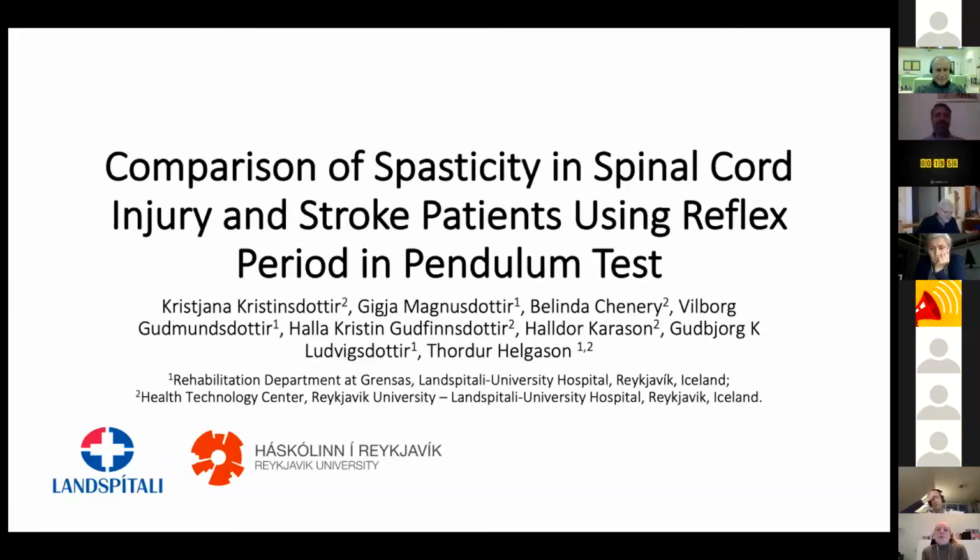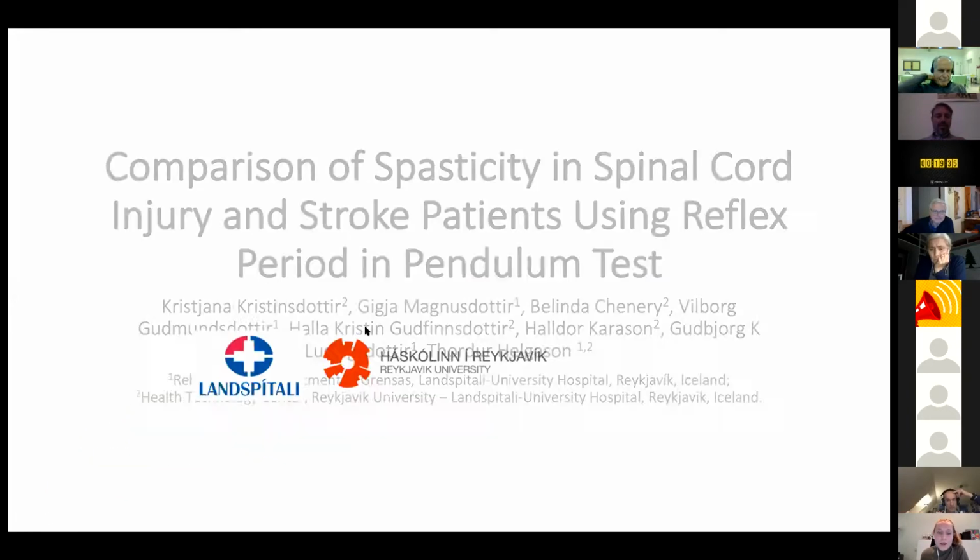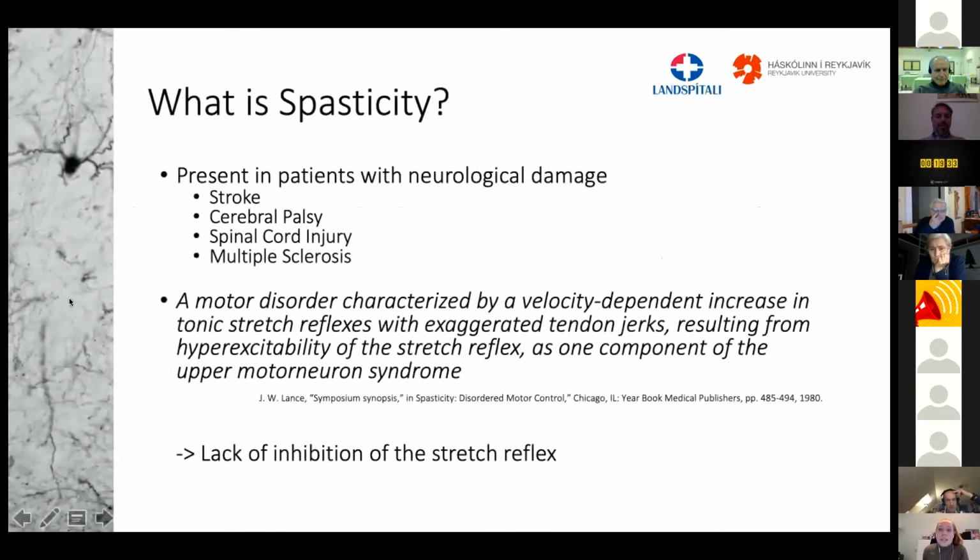Today, I want to talk to you about a new parameter to measure spasticity that we developed here in Iceland. We have a team of researchers, both at the rehabilitation department at the University Hospital and at the Health Technology Center here at Reykjavík University. So to start with, I want to make sure that we're all on the same page regarding spasticity.